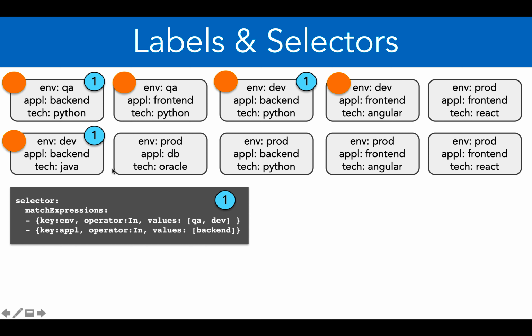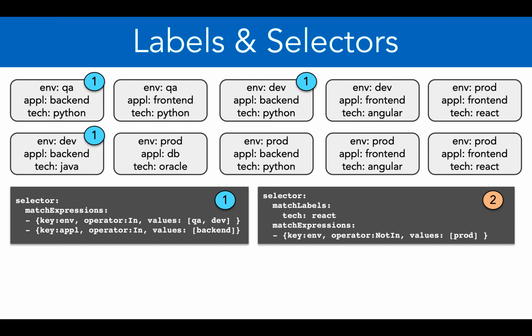Remember that when you use matchExpressions, there can be multiple expressions. I have used only 2. In this case, all the conditions are ANDed. So after the second condition is matched, it fetches only these 3 pods with the green dots, because the application is backend. So this selector, wherein we have 2 expressions, will select only 3 pods. Okay, let's take another question.